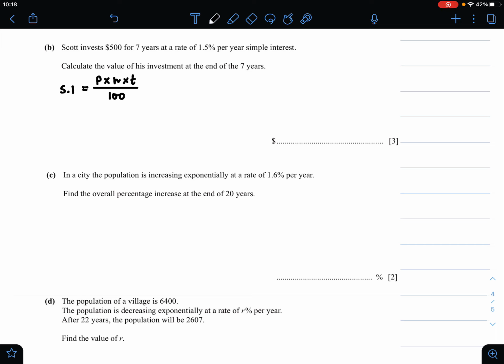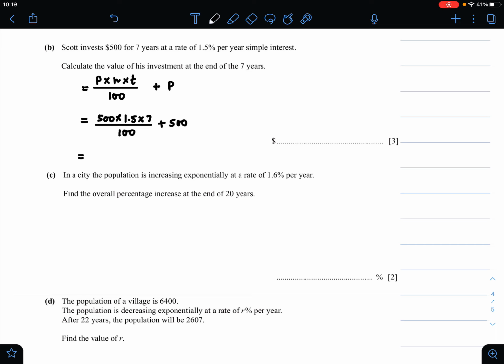And they are asking us to calculate the value of his investment at the end. So we can simply add the principal amount, and this would give us the total investment after 7 years. So the principal amount is 500 multiplied by the rate, which is 1.5, multiplied by the time, which is the number of years, 7 in this case, divided by 100, plus the principal amount, which is 500.